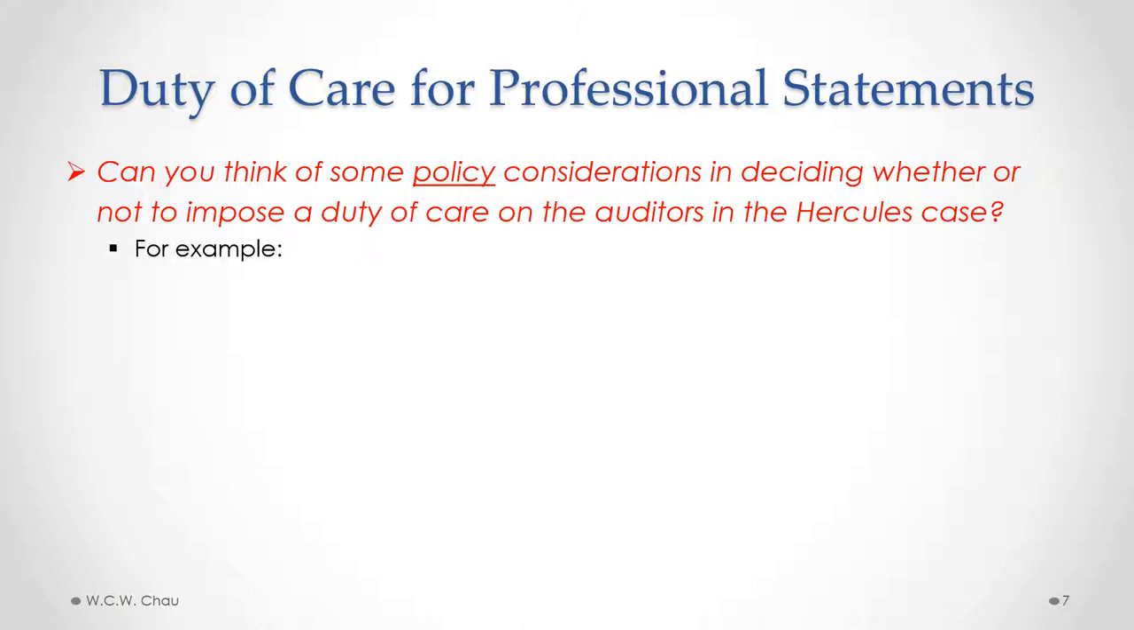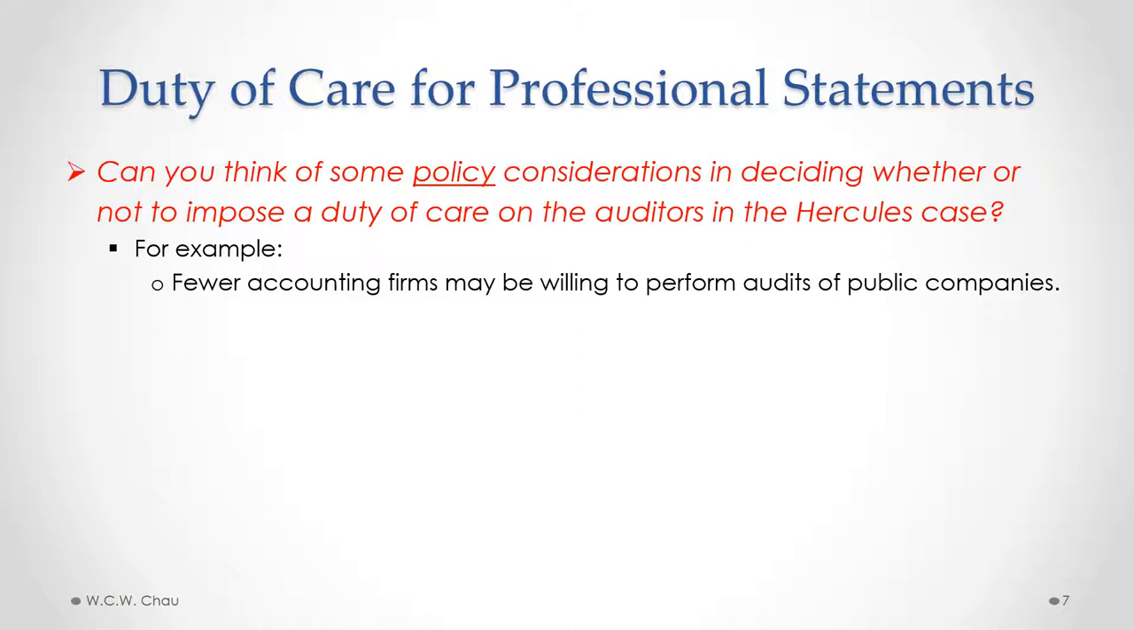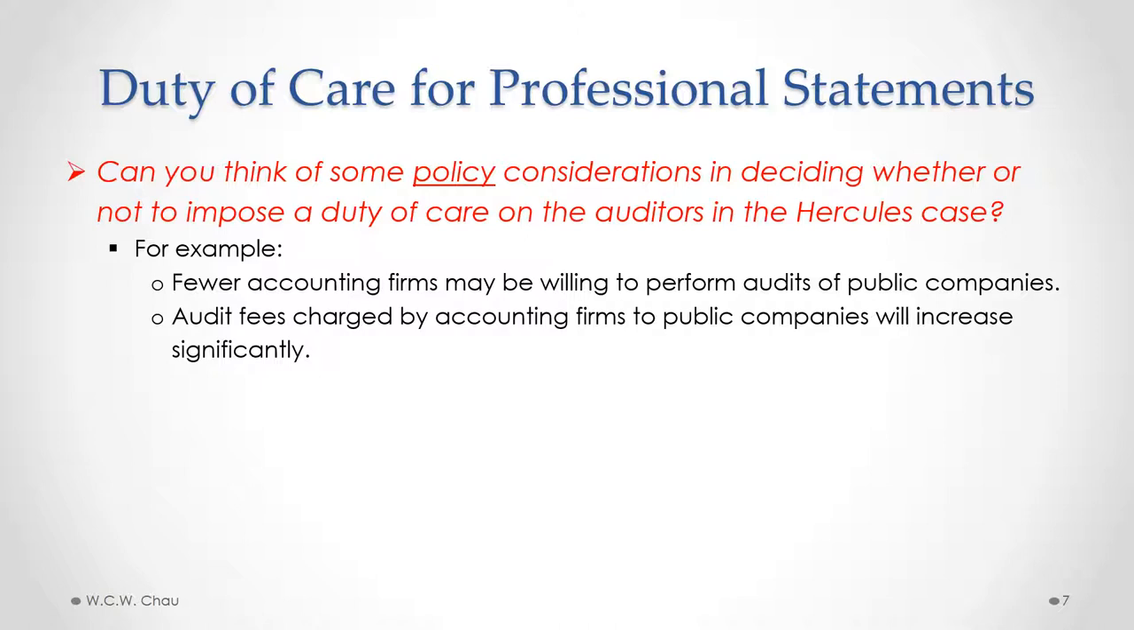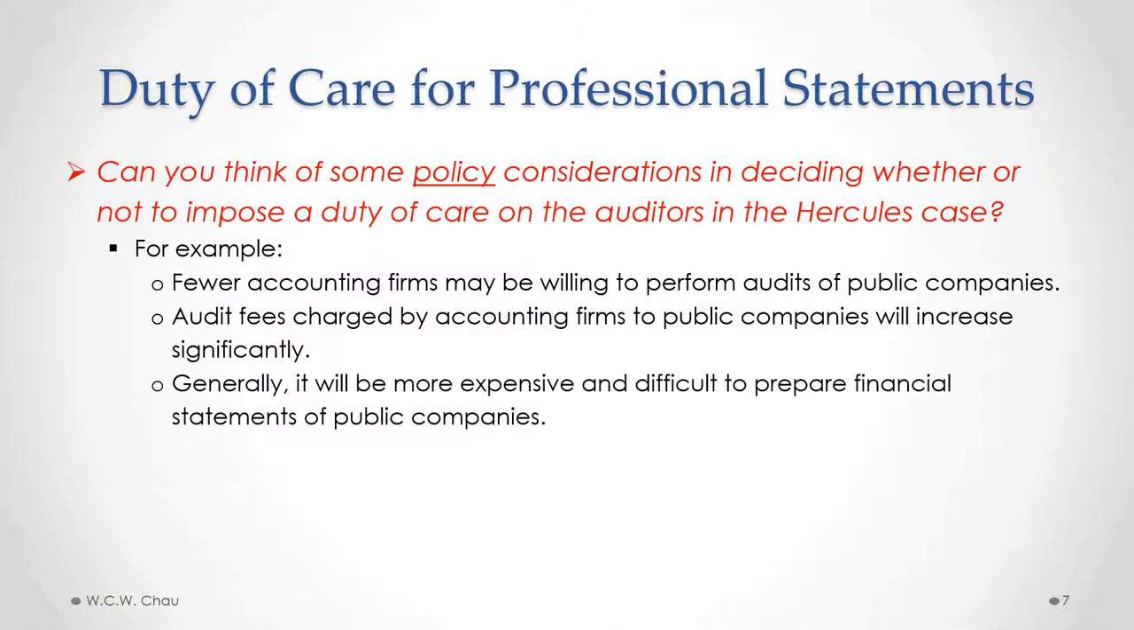Some examples that I can think of, and you might think of others, of policy considerations that a court might look at, is that if we impose a duty of care on the accounting firm here, fewer accounting firms in the future may be willing to perform audits of public companies. Also, another consequence could be that audit fees charged by accounting firms to public companies will increase significantly because these accounting firms will have to take into account the fact that they might be sued by investors or anyone who reads the financial statements. Another policy consideration is that generally it will be more expensive and difficult to prepare financial statements of public companies.